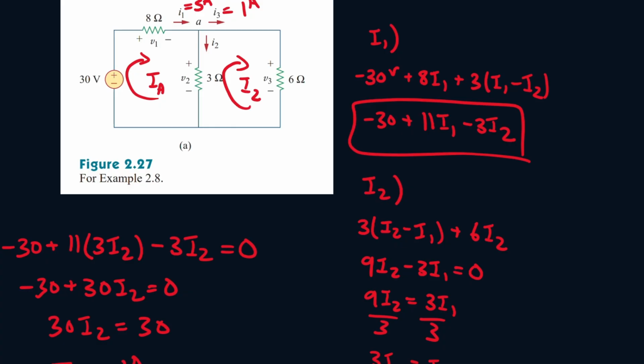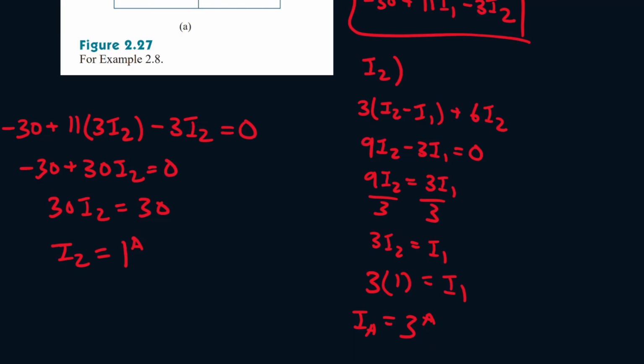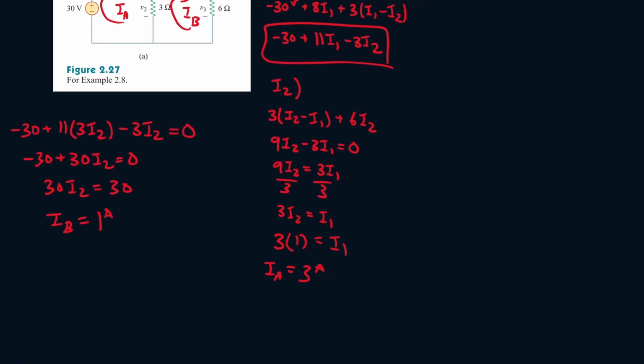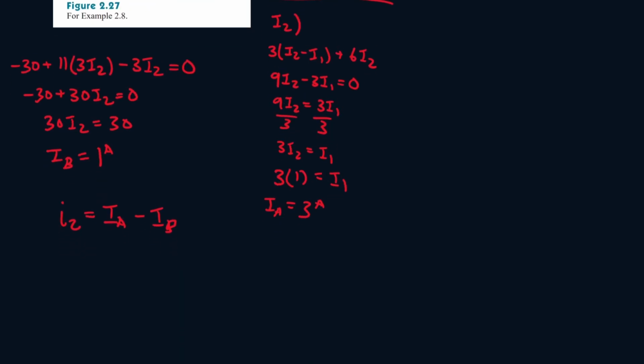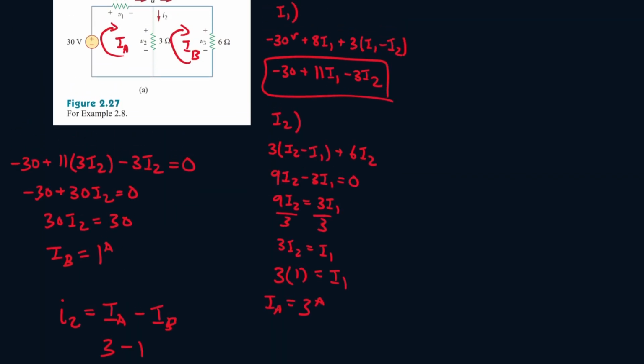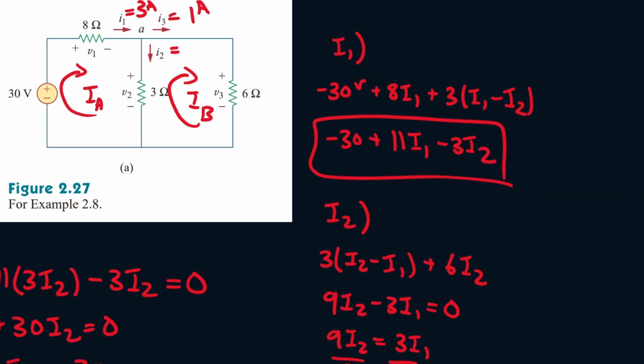So actually, let's call it IA and IB. Okay? So this one will be IA, this one will be IB. So what will I2 be? Since I2 is the difference of these two, it will be IA minus IB. Okay, so it'll be 3 minus 1, which is 2 amps. Or 1 minus 3, and take the absolute value of it. Okay, so I2, that's 2 amps.